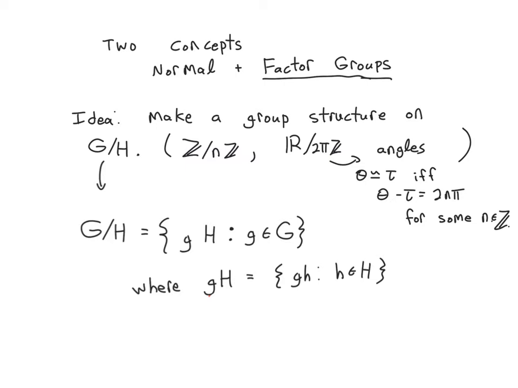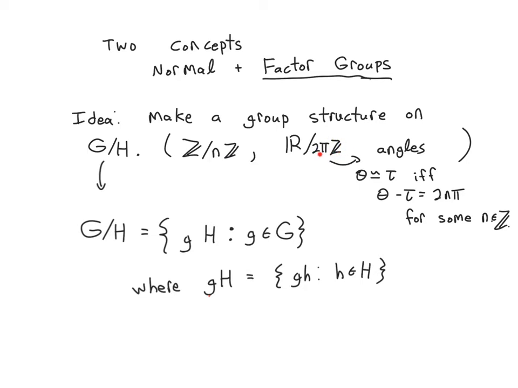So the goal is to try to make a group structure on the set of cosets. So you're given a group G and a subgroup H. Why would this make sense? Well, you've already seen that integers modulo n form a group, and this other set of angles from pre-calculus forms a group. These are real numbers, where you say two real numbers are equivalent if their difference is a multiple of 2 pi times an integer.